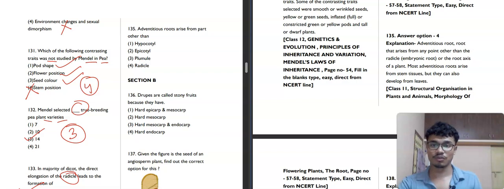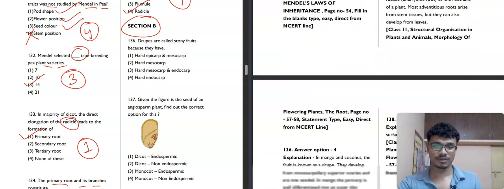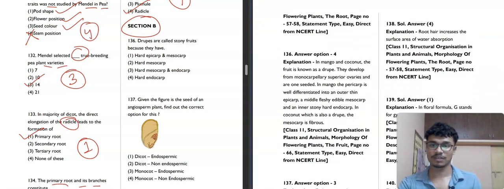Adventitious roots arise from the part other than. So you have to find, adventitious roots can be found in any part, like from the hypocotyl, epicotyl, or plumule. It can't arise from the radicle. Then it becomes the main root, primary root. So main primary root or secondary root, but adventitious root means that it will arise from a part other than the radicle. So the fourth option is our correct answer. Now we'll move towards the next questions, section B. So 136. Let's see what the question is.